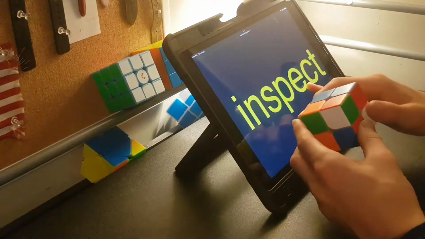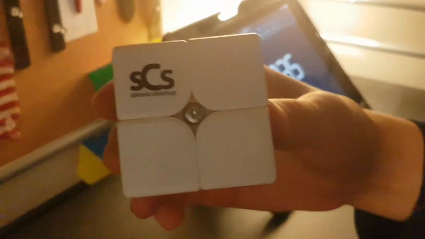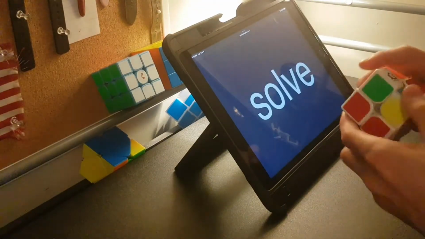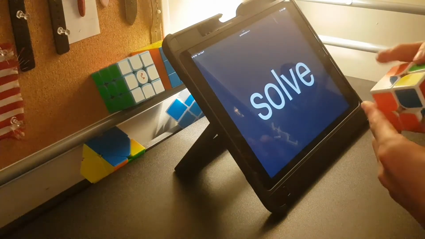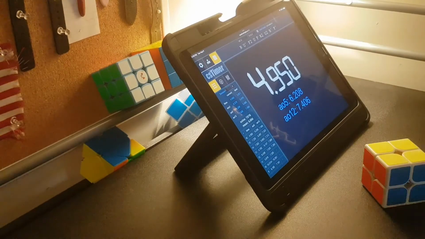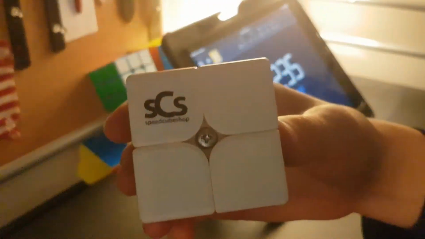The next honorable mention is the cube that I actually don't know what it is called either. It's by YJ, and it's the first 2x2 that I ever used in a competition. It has no big magnets and was lubed by Speed Cube Shop. It's so old, it's no longer sold by Speed Cube Shop, but I still love it.